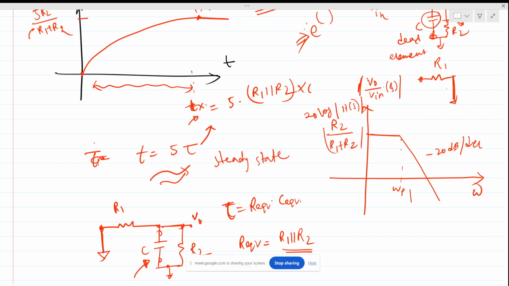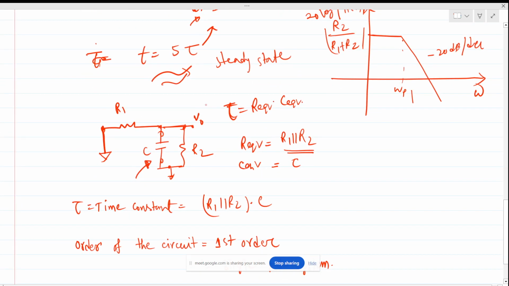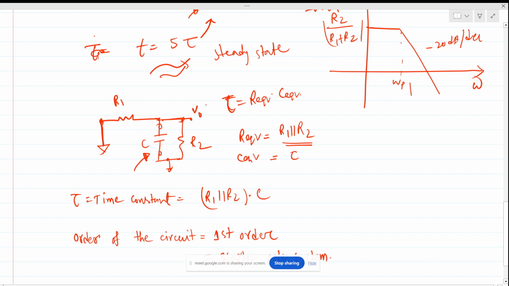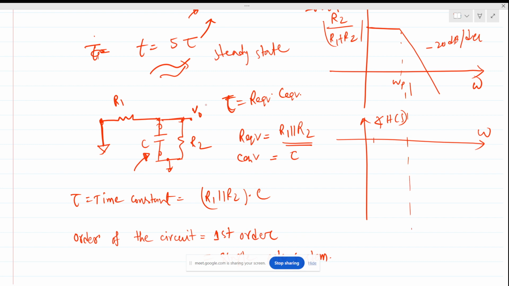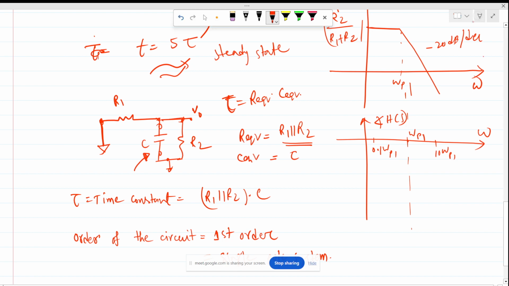Okay, and if we try to draw the phase plot, so this is angle of H of s. Let's say this is 0.1 of omega p, and this is 10 times omega p, and this is omega p. We know that for the phase response, let me do it.